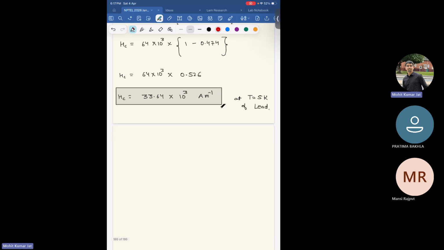Let me ask you one thing. Which is the first material in which superconductivity was observed? Anybody? Which is the first material in the world in which the superconductivity was observed?